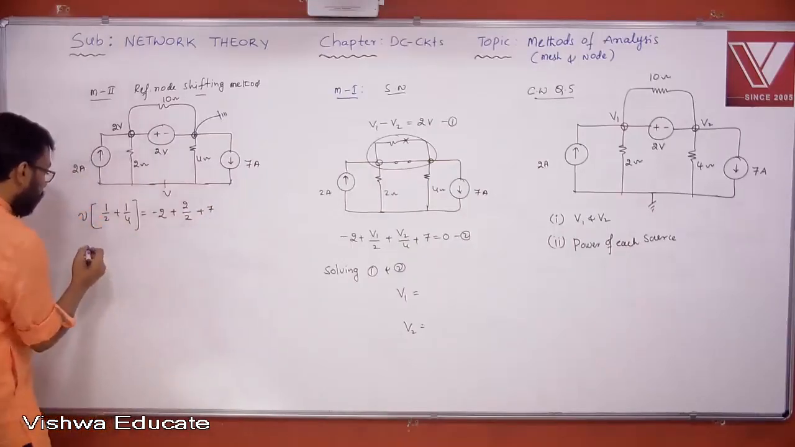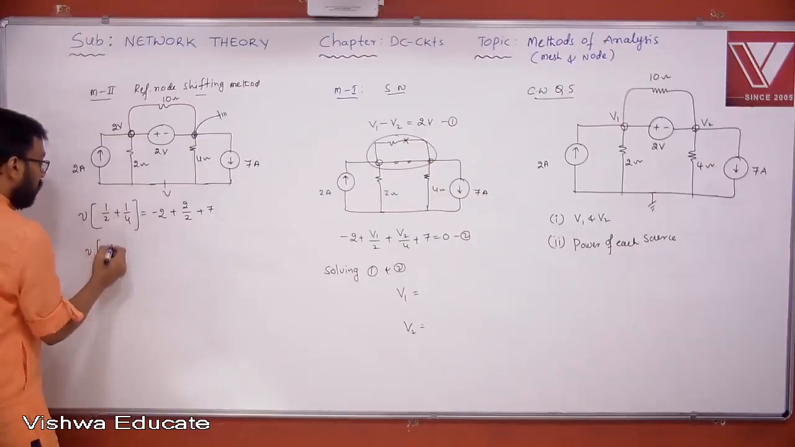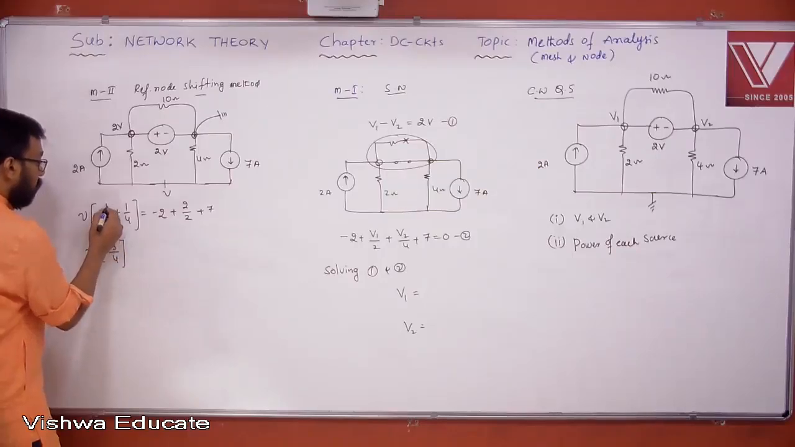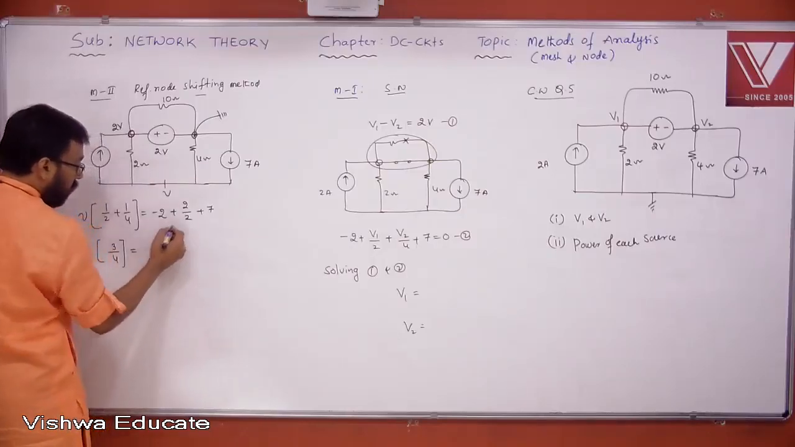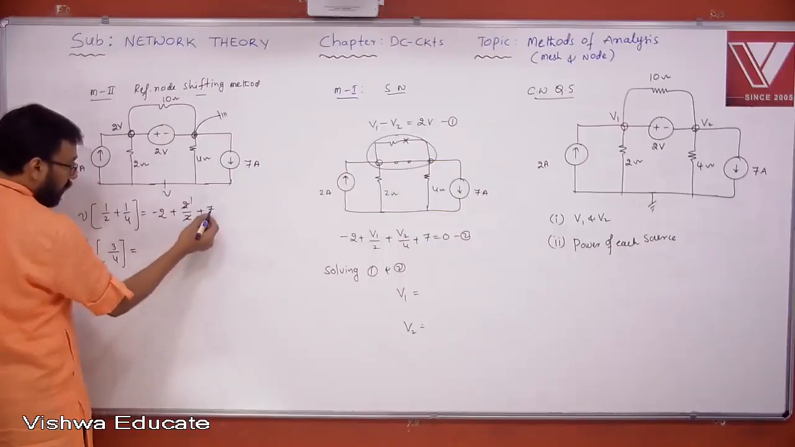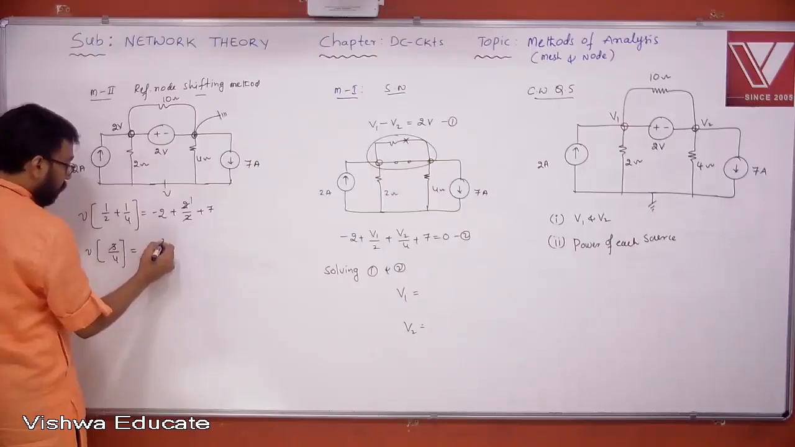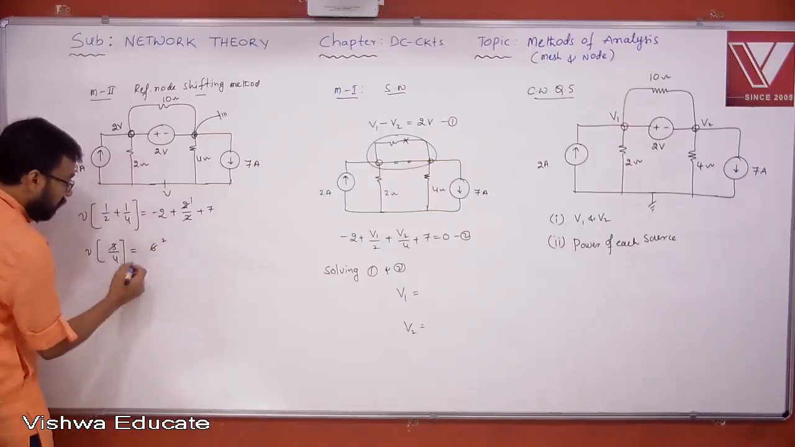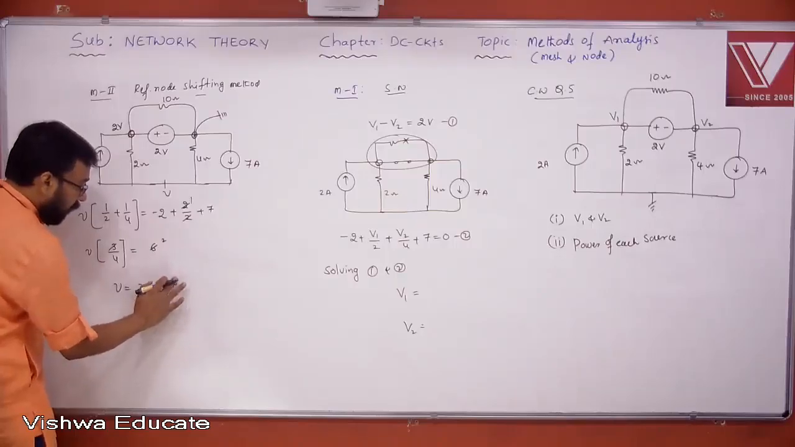So please simplify it. Now V of, this is 2 plus 1, that is 3 by 4, is equal to, now what do you get here? Minus 4, I think you got 1, right? So 8 minus 2. What is this here? 8 minus 2 means 6. So 3/4 V equals 6. So V is equal to 2 into 4, that is, 8 volts.